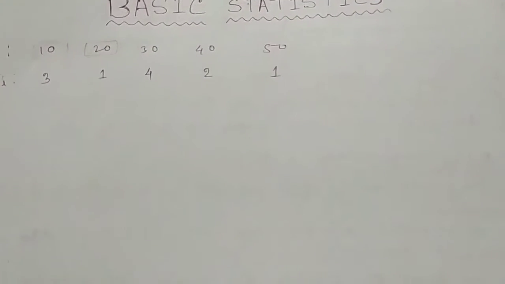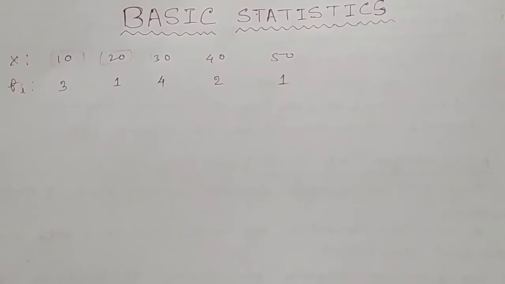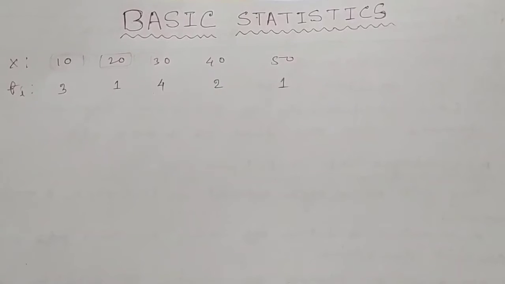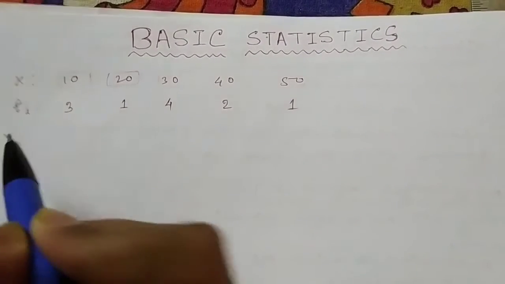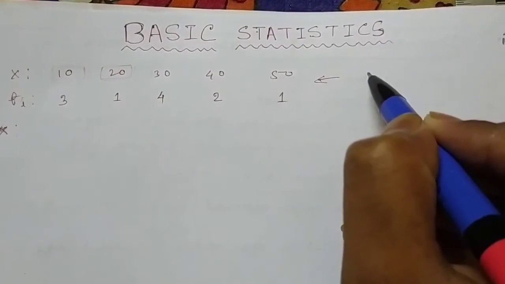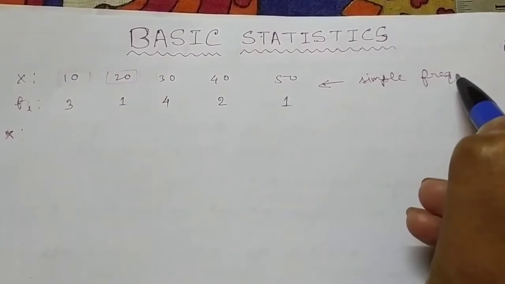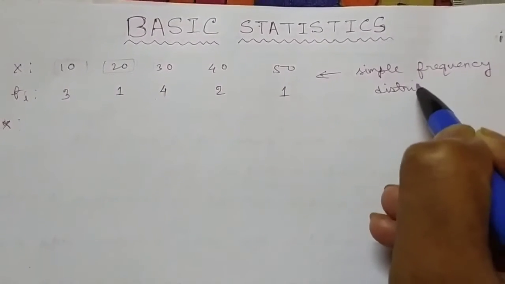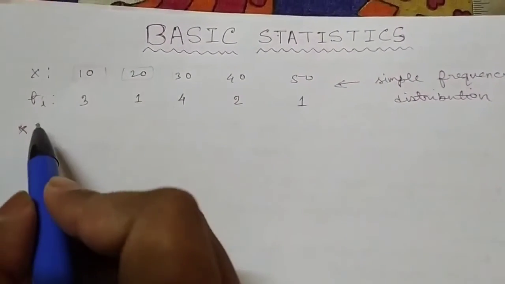Okay, so now let's discuss what is grouped frequency distribution. Group frequency distribution is nothing but the range of data in a statistical table. That means let's take an example. If x, so this is simple frequency distribution in basic statistics.